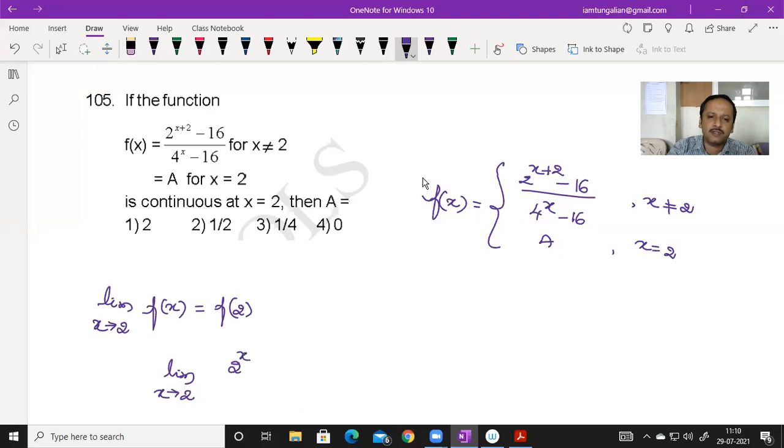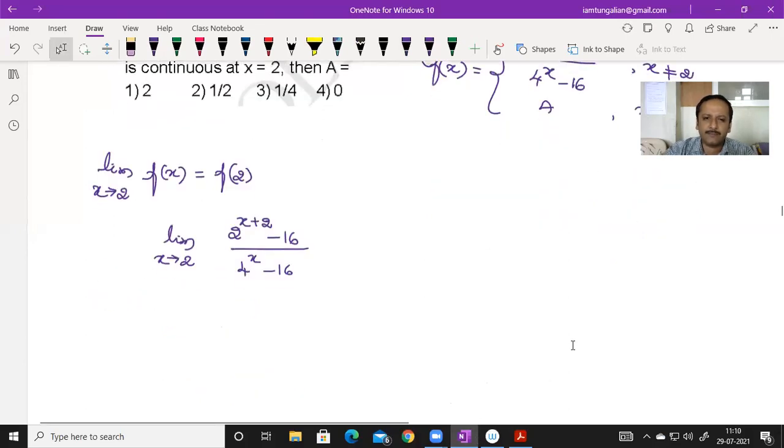So the limit as x tends to 2 of f(x), which is (2^(x+2) - 16) / (4^x - 16), must be equal to f(2). What is f(2)? It is a. So this limit value itself will be the value of a. If I directly apply the limit: 2 plus 2 is 4, 2 to the power 4 is 16, 16 minus 16 is 0. Denominator: 4 squared is 16, 16 minus 16 is also 0.